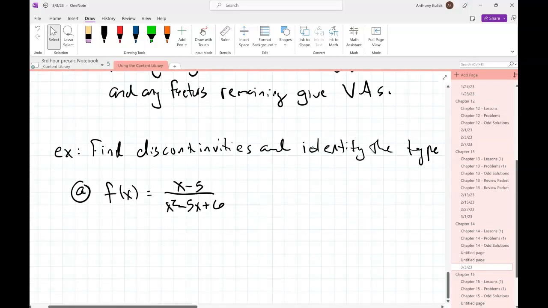So let's say we have the function f of x equals (x minus 5) over (x squared minus 5x plus 6). The directions we give for identifying these discontinuities, we need to start by checking to see if we can reduce this fraction. In order to reduce this fraction, what must we do first?